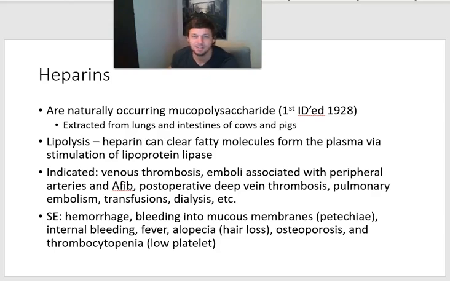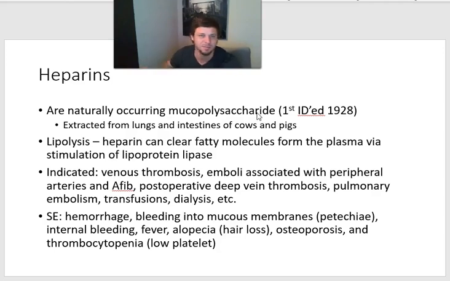So these are naturally occurring mucopolysaccharides. Your body makes them. Also, cows and pigs make them. They were first identified in 1928. The heparins that are medically used are extracted from the lungs and intestines of cows and pigs, still to this day. There are two major classes, so you have full weight heparins, and then there's low molecular weight heparin.